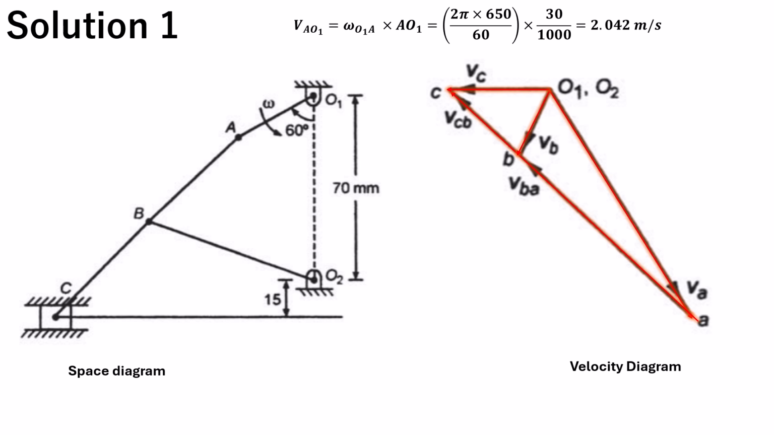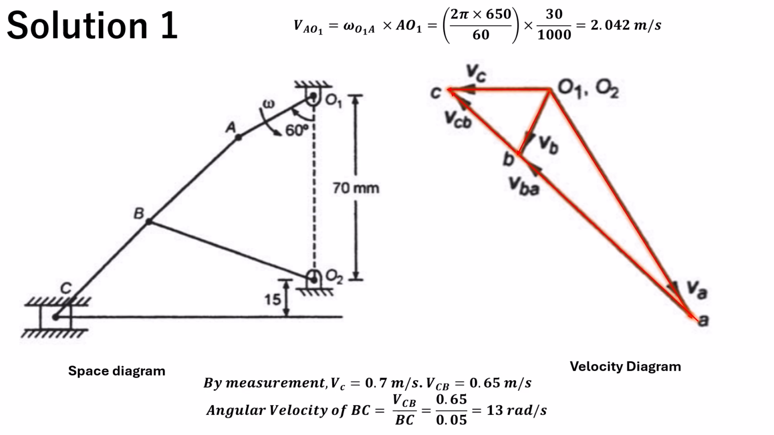Now, having done that, we completed our velocity diagram. We can now measure from our velocity diagram, and by measurement, the velocity of the slider is given as 0.7 meters per second, and the velocity of C with respect to B is given as 0.65 meters per second. Therefore, the angular velocity of BC is equal to VCB over BC, which is equal to 13 radians per second, and that is our answer.